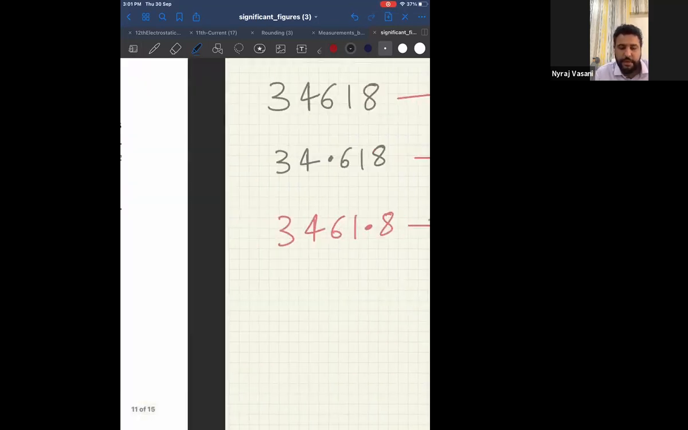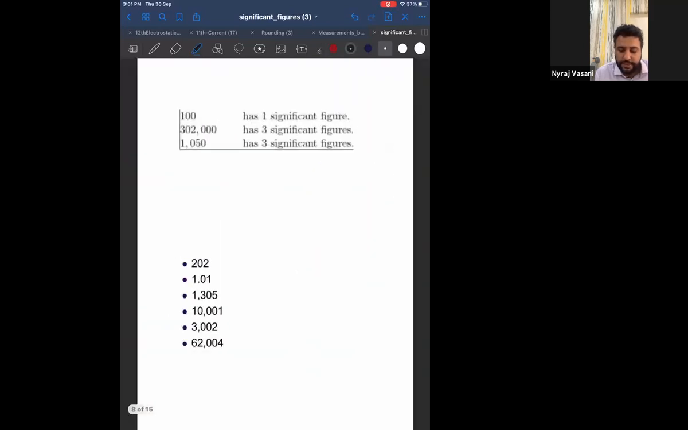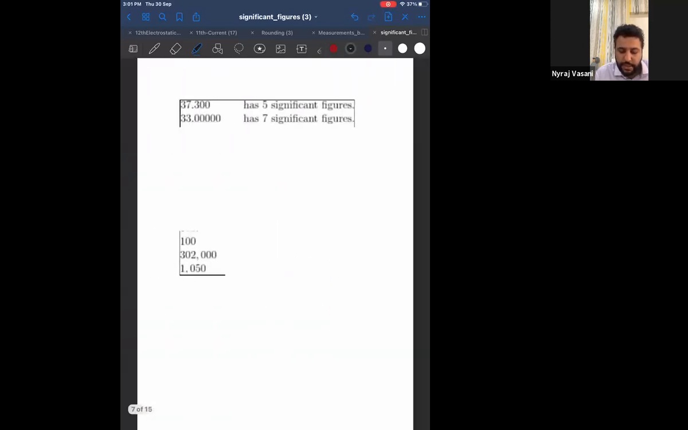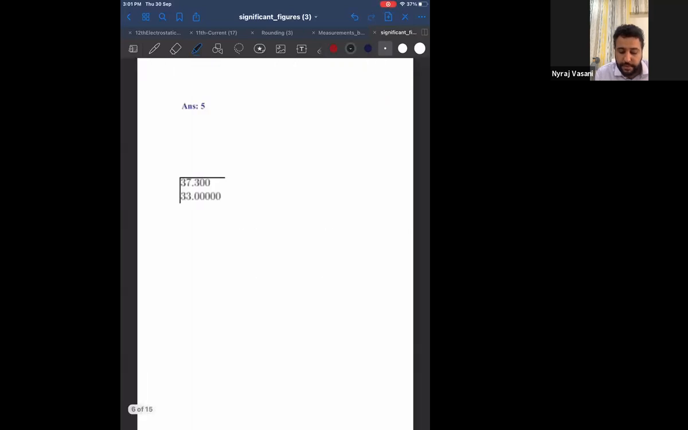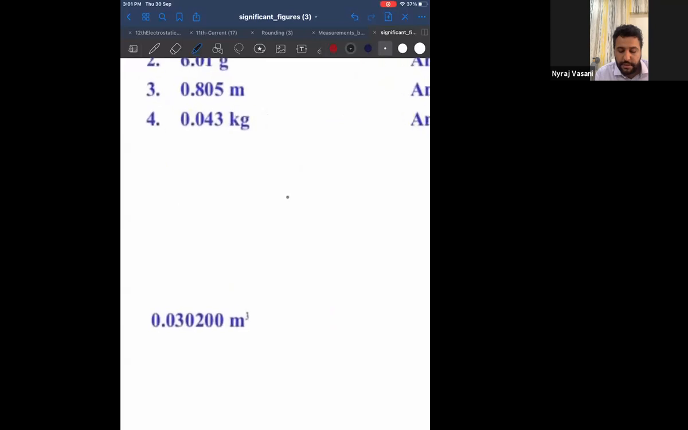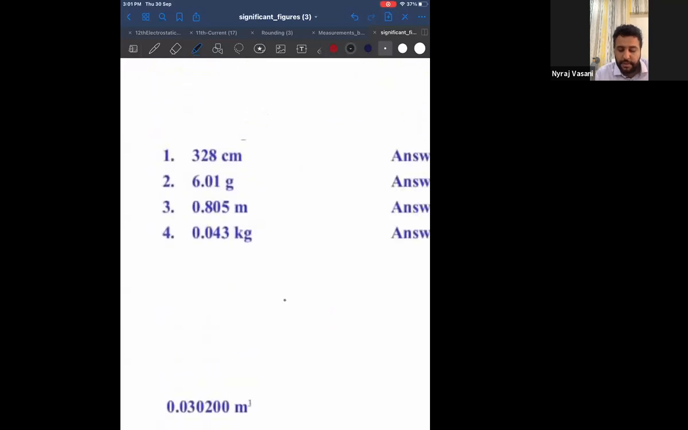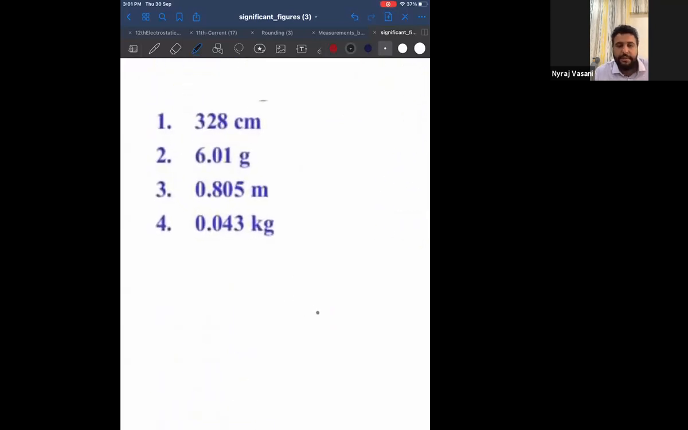Okay, you need more examples. Okay, they have asked for more examples. I will give you the last 4 examples. Start. Last 4, then we stop for today. Give me the answer. How many significant figures in this case?